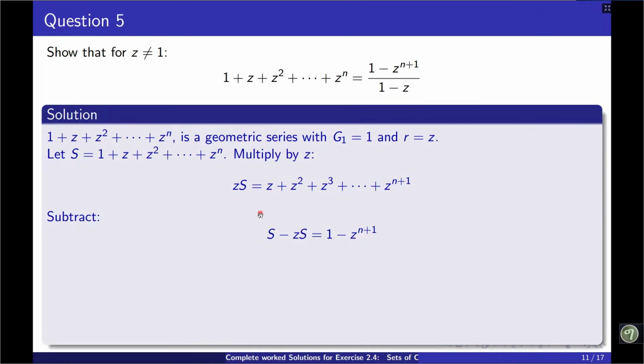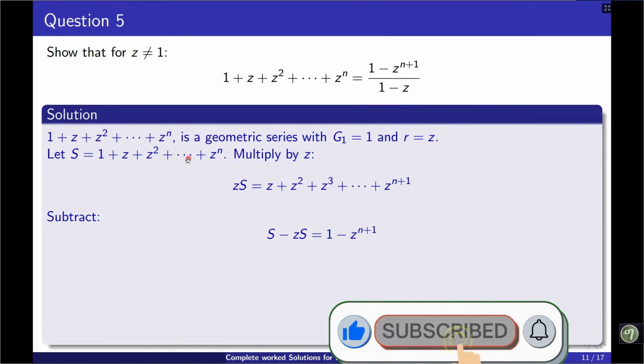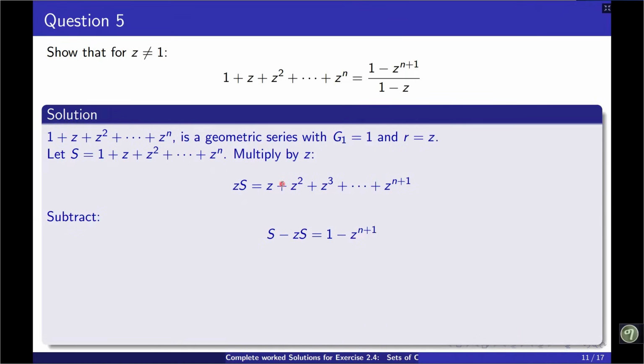Then let us subtract. This one is simply s and this is z times s, so we have s minus zs, which is 1 minus z times s. Subtracting term by term, we have z here and also z here, z squared as well, so what we are left with is the first term, that's simply 1, because there is no 1 here, and the last term, that's z to the power of n plus 1, which gives 1 minus z to the power of n plus 1.